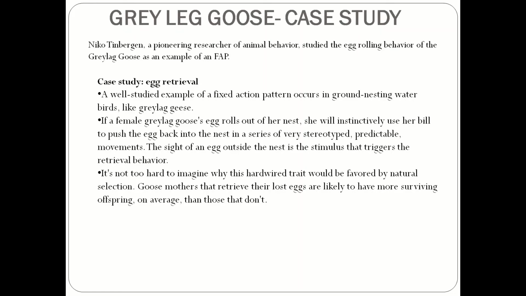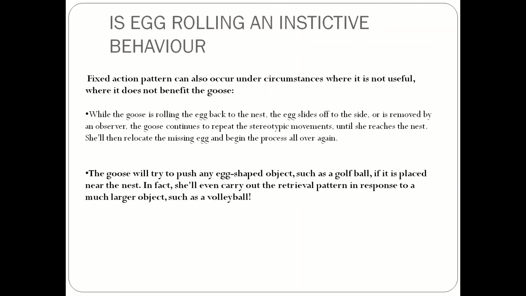And how do we know that this is a FAP, or that the female hasn't learned? So some scientists try to simulate the same condition with something else. If you put a ball resembling an egg outside the nest, the female goose will show the same pattern. So a fixed action pattern can also occur under circumstances where it is not useful, where it does not benefit the goose.